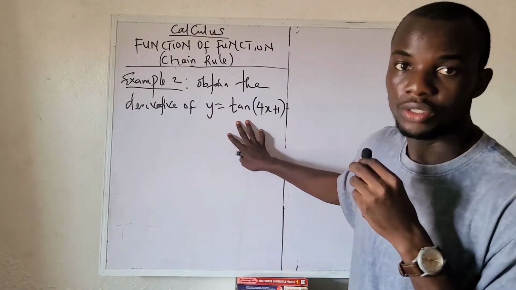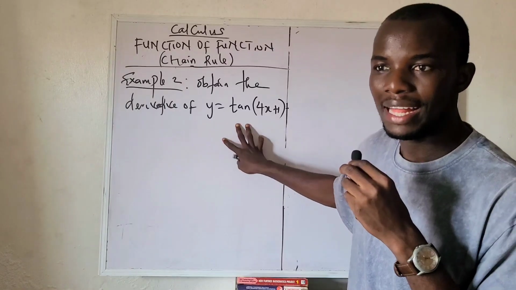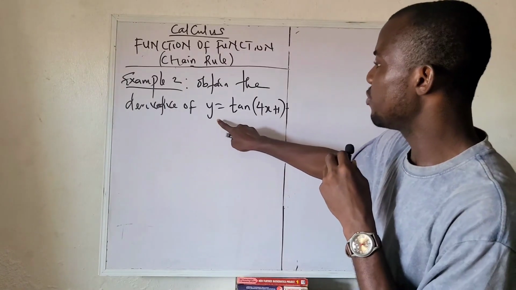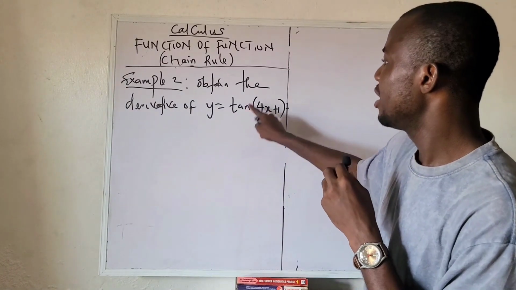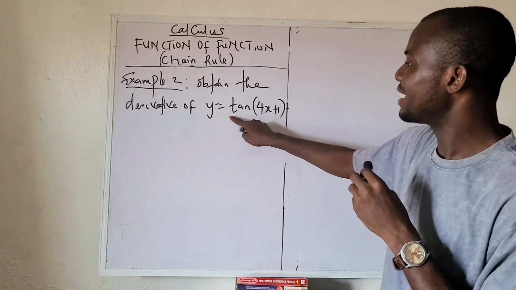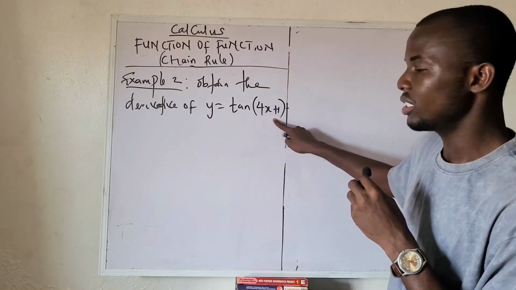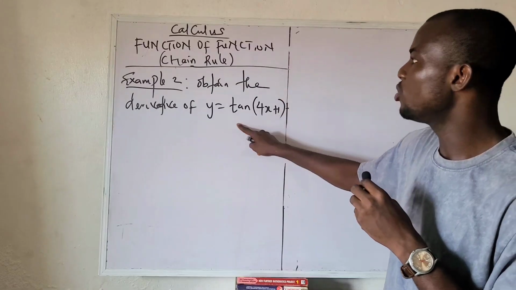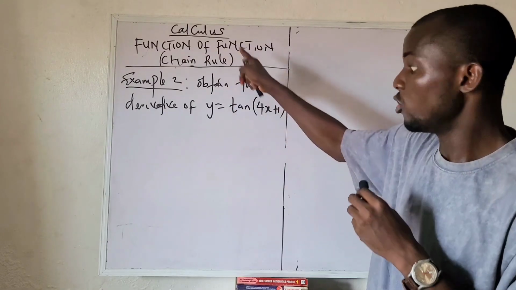This is another question that enables us to apply the chain rule. Here we are given y equals tan of 4x plus 1. Look at this closely. Whenever you are given a function of this kind, just know that you are using the chain rule, or function of function.